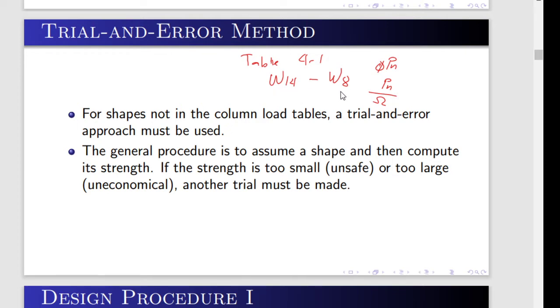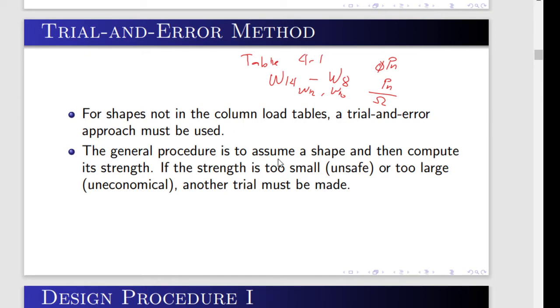Shapes are W14, including W12, W10, then W8. These shapes have available values for LRFD and ASD. But aside from these values, aside from these W14, there are shapes without values, so we are going to use this trial and error method.